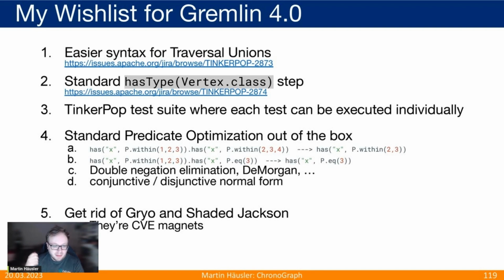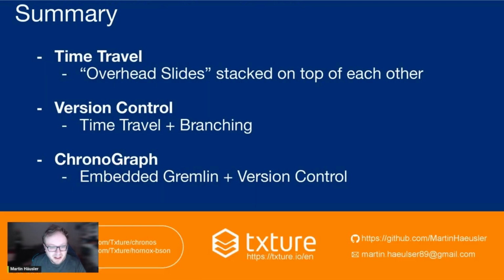And finally, I would love it if Guava and the shaded checksum that comes with Gremlin would actually be gone, simply because they're magnets for vulnerabilities. So I've done many upgrades for ChronoGraph in the past, which were simply checking for vulnerabilities time and time again, and almost every time the shaded checksum showed up somewhere. So I would definitely not be sad if this thing was gone. Okay, that was my wish list.